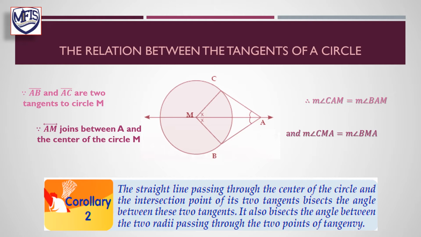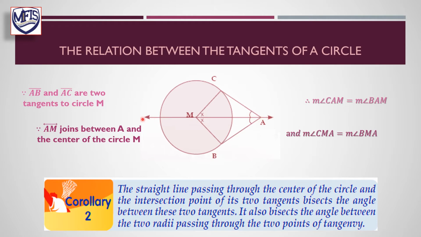Let's summarize what we have studied in the three relations. Now, if I have two tangents of a circle from a point outside the circle, then AB equals AC. The lengths of the two tangents are equal.